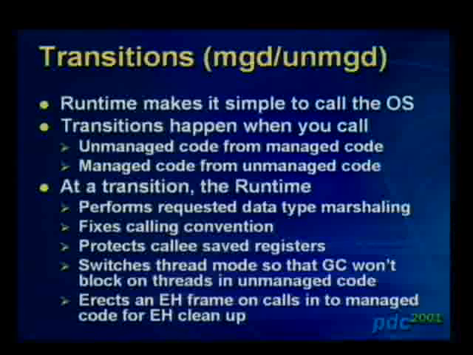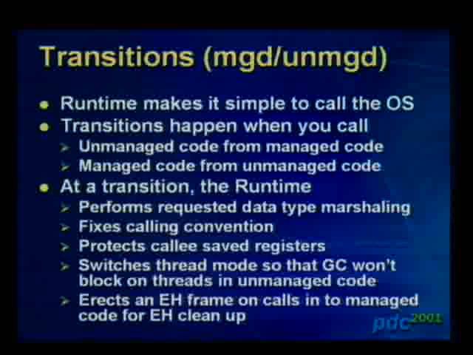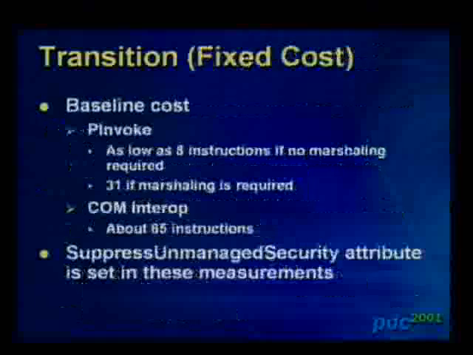We need to do data type marshalling because the type systems on both of these worlds may be different. The runtime type system will be different than any OS that it may be running on top of. There's 9x, where you do ANSI to Unicode and other conversions, or running on NT. You need to do data type marshalling, fix up the calling convention, and we need to do some housekeeping when we make this mode switch. So what does all of that mean? That means that there's a cost associated with making a managed to unmanaged call.